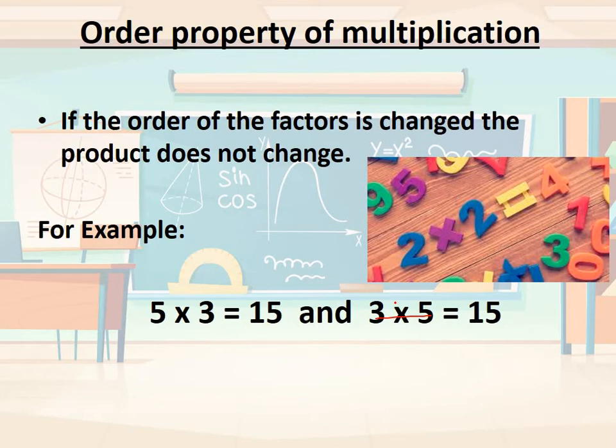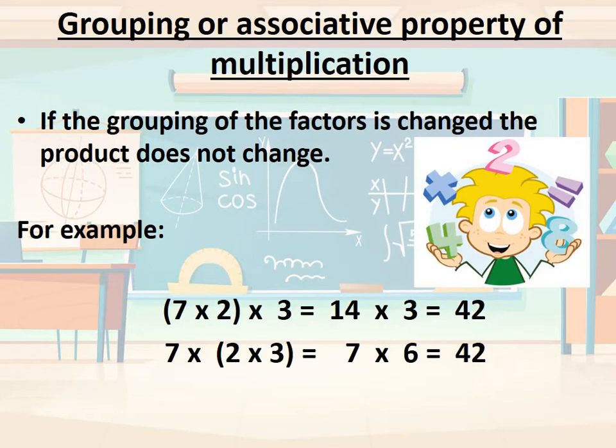Okay. Next property is grouping property. You can see, if you make the group, then also the product is going to remain the same. 7 multiplied by 2 multiplied by 3 and 7 multiplied by 2 multiplied by 3. 2 multiplied by 3, 6. 6 multiplied by 7, 42. 7 2s are 14. 14 multiplied by 3, 42. See, I had already changed the group, but then also the answer remains the same.